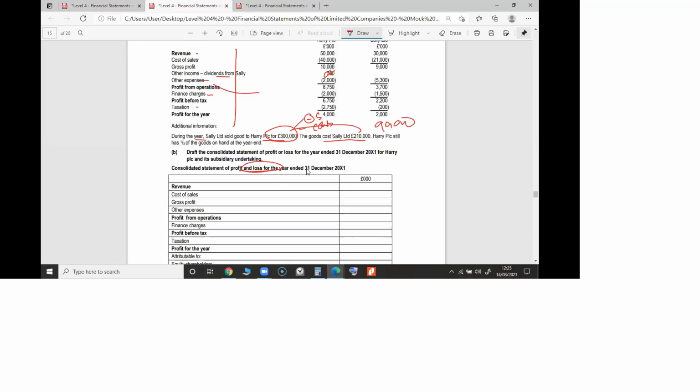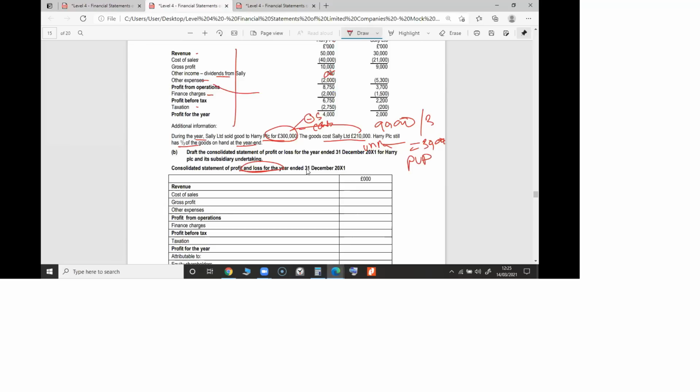Let's read if we find any unrealized profit. Harry PLC still has 1/3 of the goods on hand. That means 1/3 of the goods are not sold. That means 1/3 of the profit is unsold and unrealized. Divided by 3, you should get 30, don't you? Yeah. 30,000 is PUP.